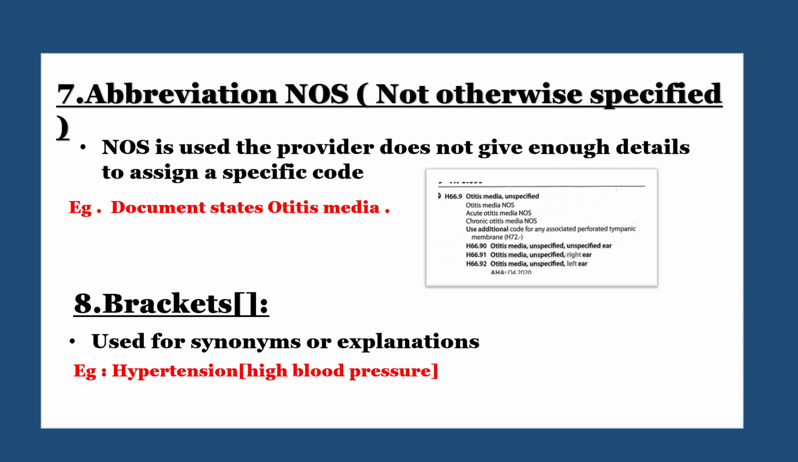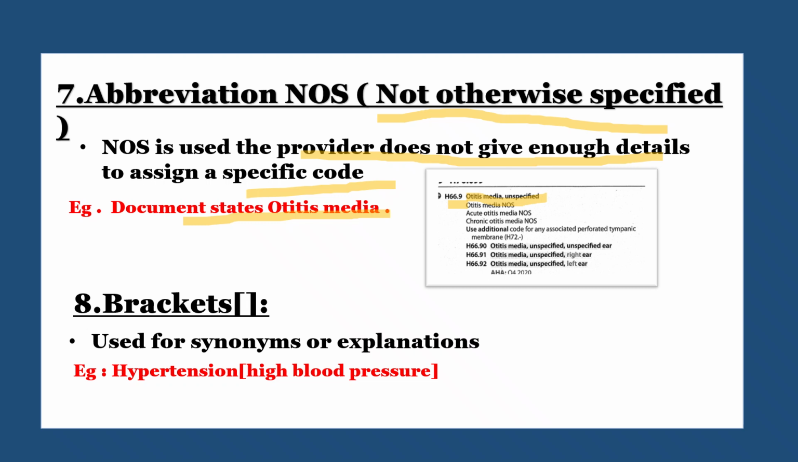Abbreviation NOS, not otherwise specified. It is used when the provider does not give enough details to assign a specific code. For example, the provider, meaning the doctor or physician, documents otitis media. Otitis media is an ear condition. The document did not state whether it is chronic or acute, or whether it is in the left ear, right ear, or both ears. Then we have to code otitis media unspecified, that is H66.9, because the document did not give enough details.